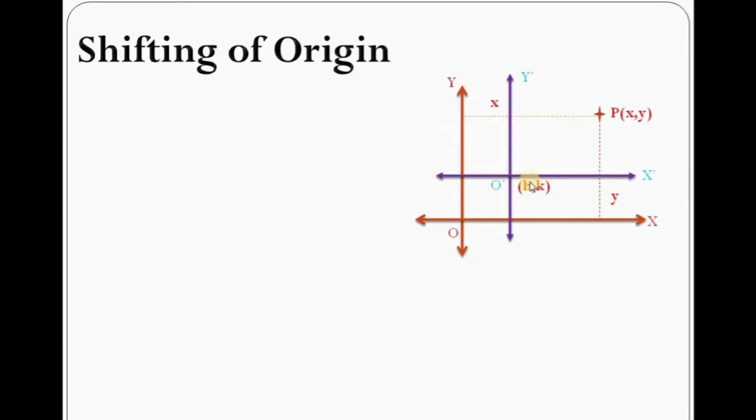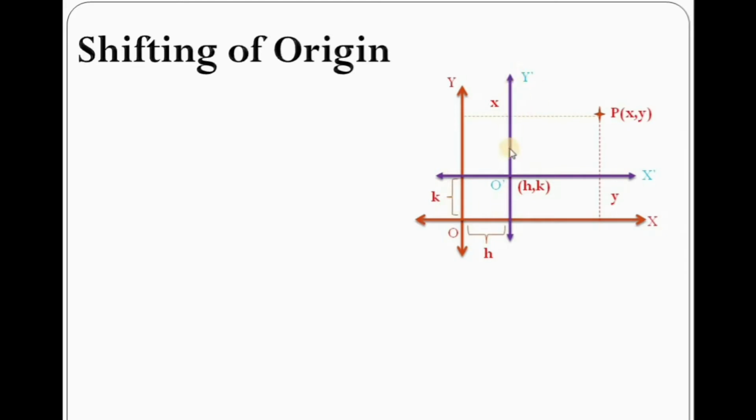But for x dash, o dash, y dash, this is your origin, that is 0 comma 0 for this coordinate system. So for the earlier coordinate system the coordinate of this is h comma k. That means from here to here is h and from here to here is k. Alright, so this is your h and this is your k.